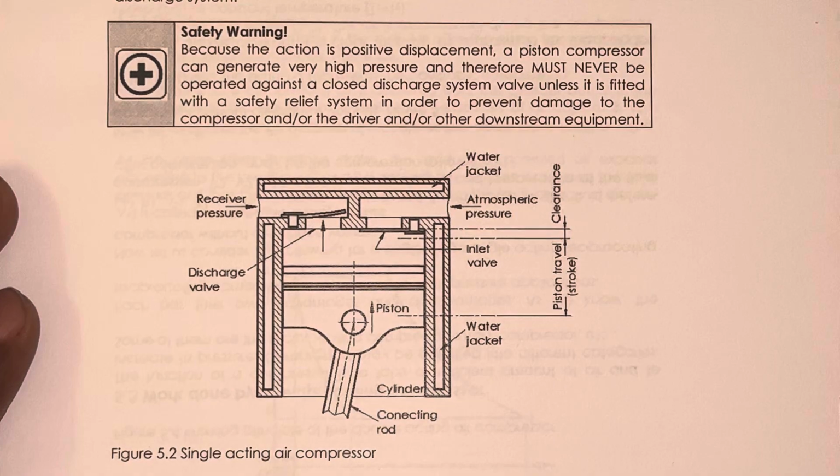Okay, now a safety warning. Because the action is positive displacement, a piston compressor can generate very high pressure and therefore must never be operated against a closed discharge system valve unless it is fitted with a safety relief system in order to prevent damage to the compressor and/or the driver and/or other downstream equipment.